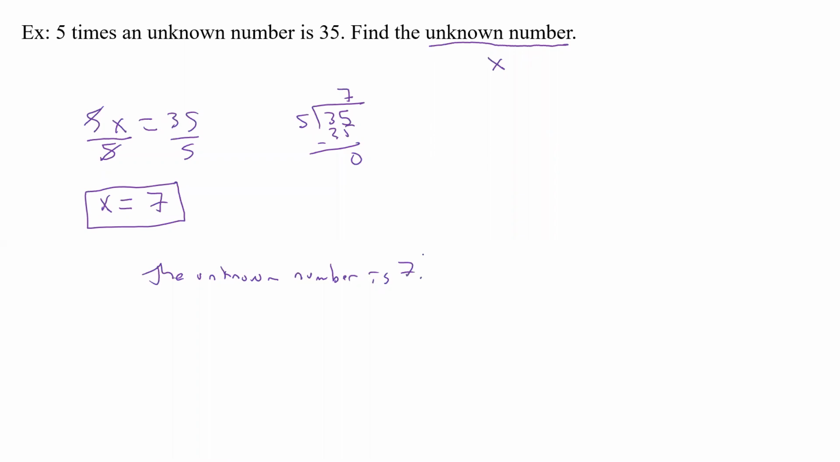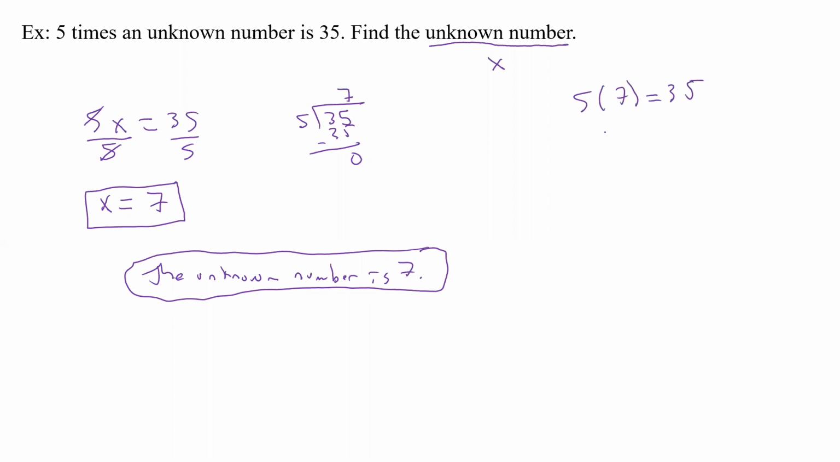is 7. Now again, we're going to check it to make sure. Does 5 times 7 equal 35? Well, 5 times 7 is 35, so it does check.